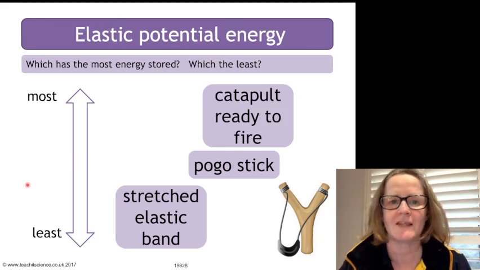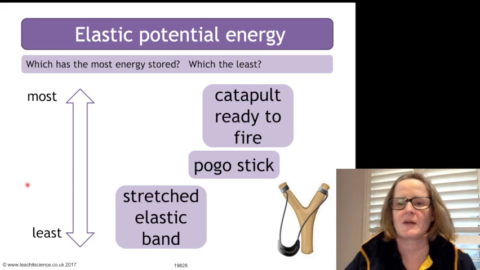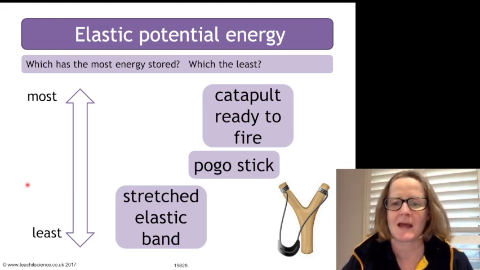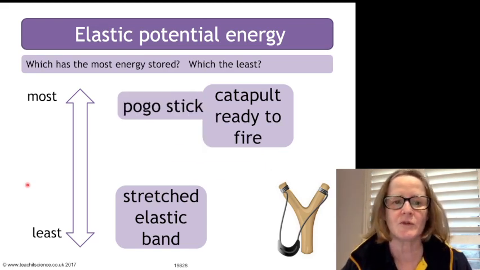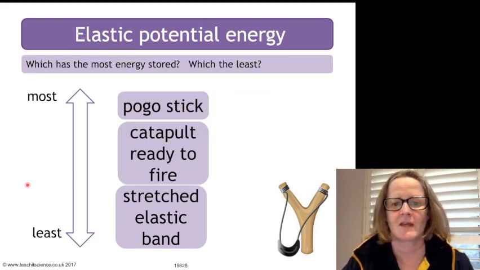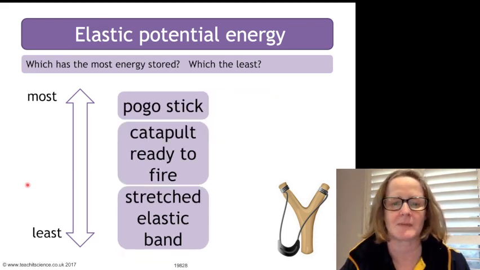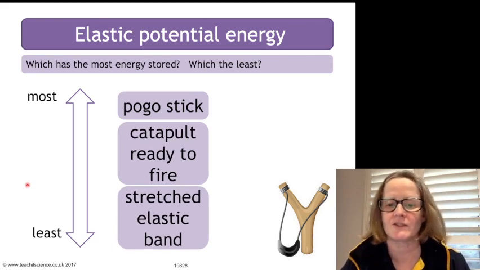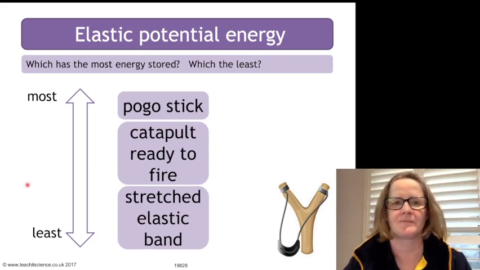Here we're storing energy in elastic form. So have a think about a catapult, a pogo stick, and a stretched elastic band. So the pogo stick is going to store the most energy, the catapult in the middle, and the elastic band the least amount of energy stored within, ready to do work when it's released.